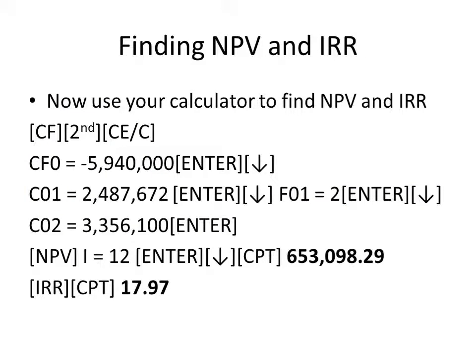Now we are ready for the final step, where we find net present value. We're going to use our TI-BA II Plus calculator to do this. So if you don't already have it out, pause the video and get it out now. Okay, the first thing we want to do is hit the CF button, then the second button, and the CE/C button, which is in the lower left-hand corner. That clears out all your old cash flows.